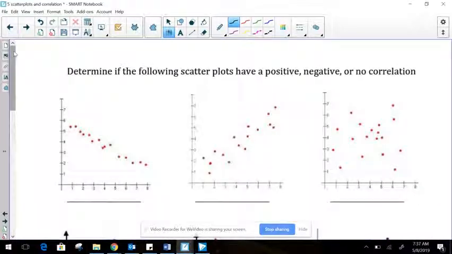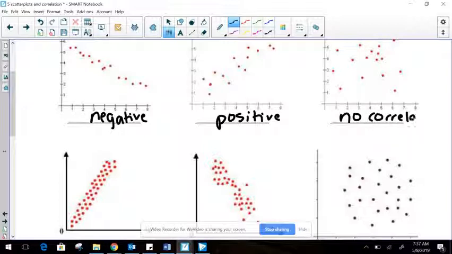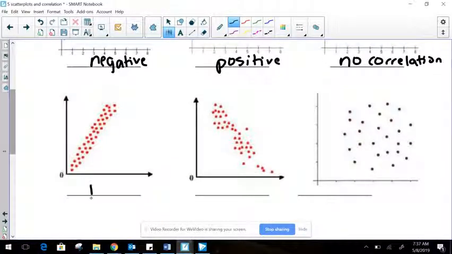All right, this page here, determine which correlation they have. Okay, so there's 6 problems here. Go ahead and fill out these 6. All right, you should have negative, positive, no correlation, and then again, positive, negative, and no correlation.